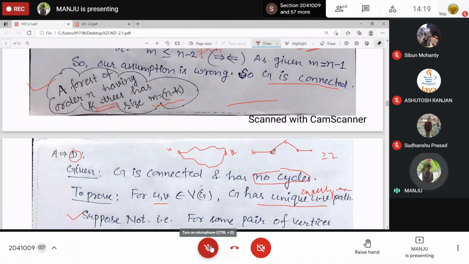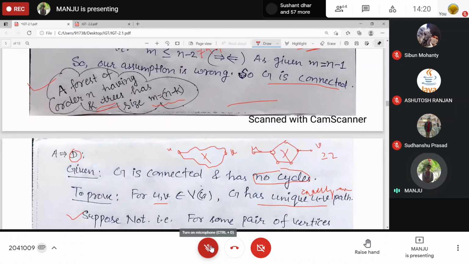This second path is the same up to here, then it goes like this, right? Q to V. The first path was this, the second is this, a third is also possible, right? So you can form a cycle by using these two paths, right? And which is not at all possible in a tree, or you can just say in a connected and acyclic graph. Clear? Yes, ma'am.